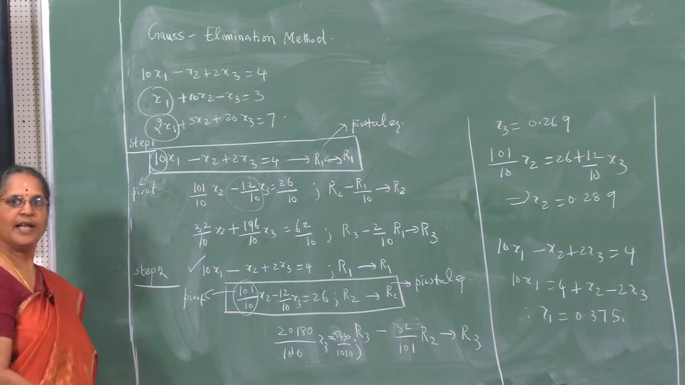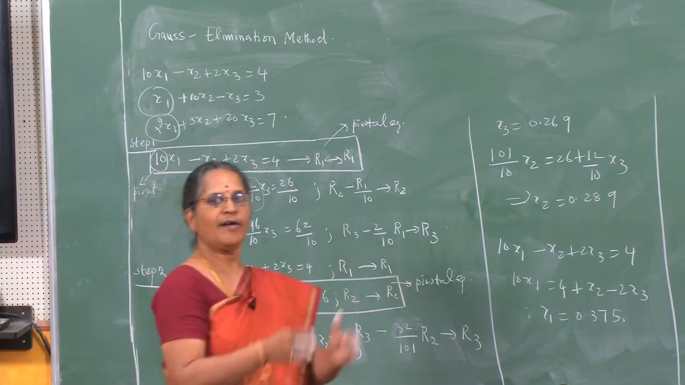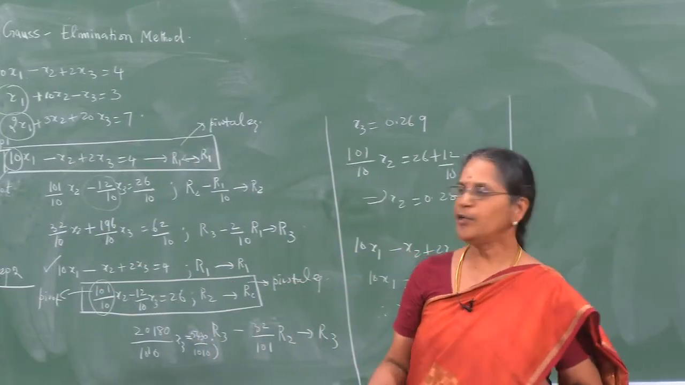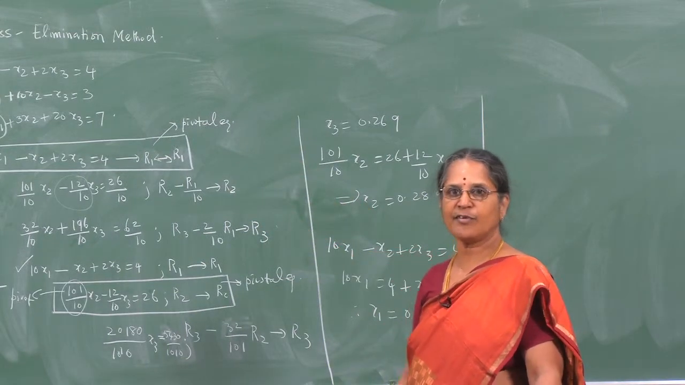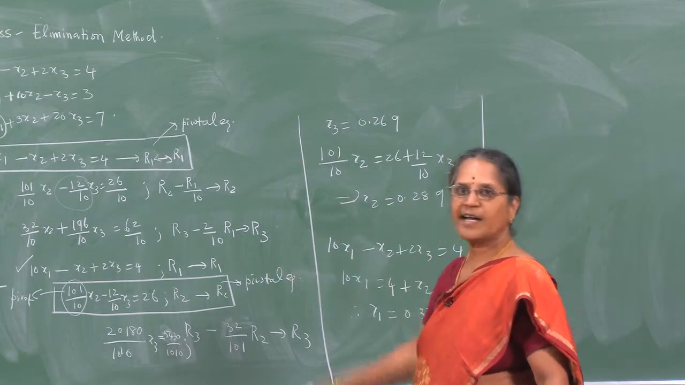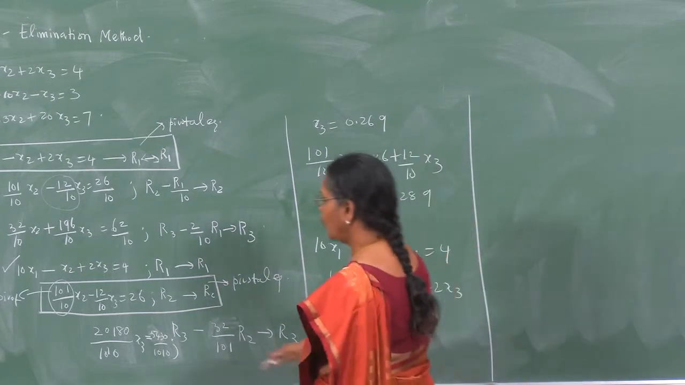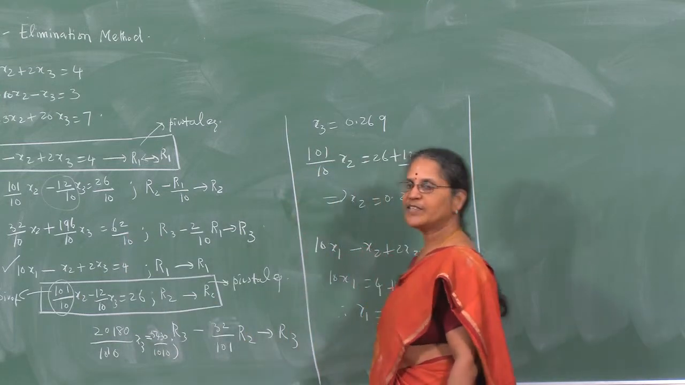So, step 1, namely the first step that is involved in Gauss elimination method is completed, namely reducing the coefficient matrix A in the given system Ax equal to B to an upper triangular matrix. And the next step is to apply backward substitution procedure and then solve this system.